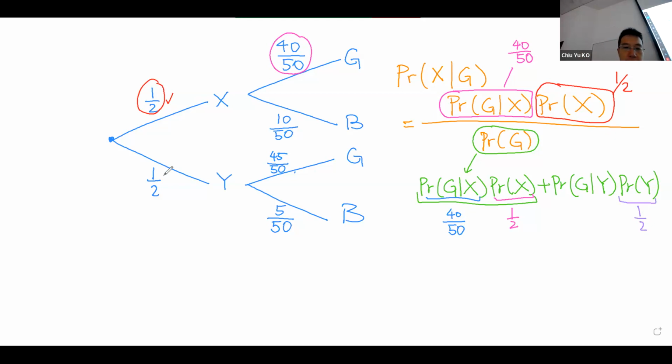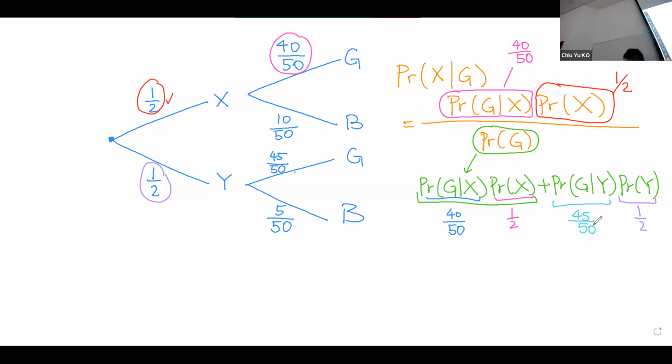Y is here. And the very last step, that's this guy, which is 45/50. So done. Just plug in all the numbers, then we are already over. Is that clear how you would do this question?